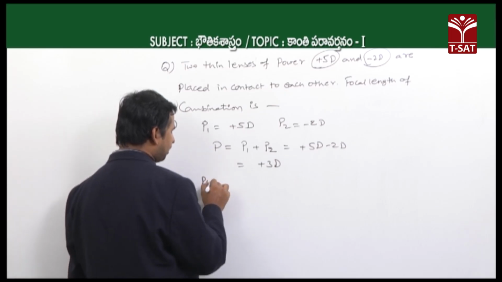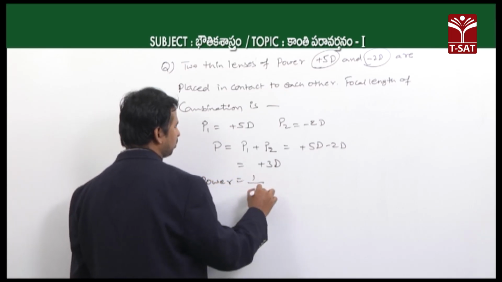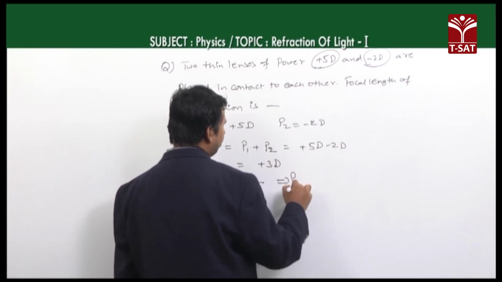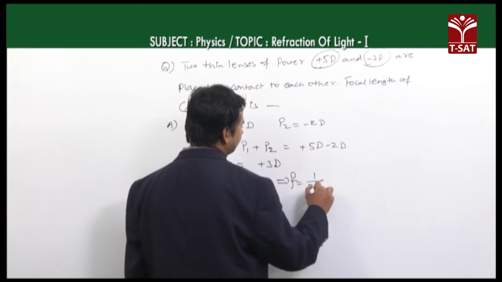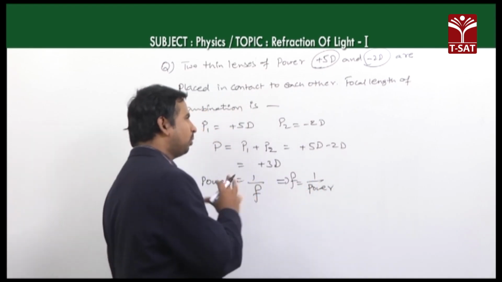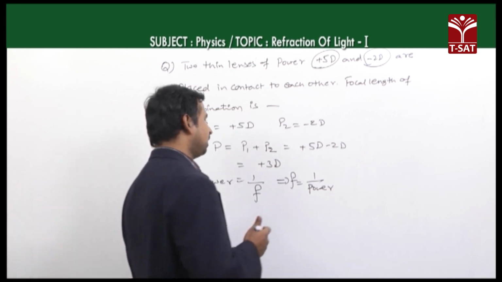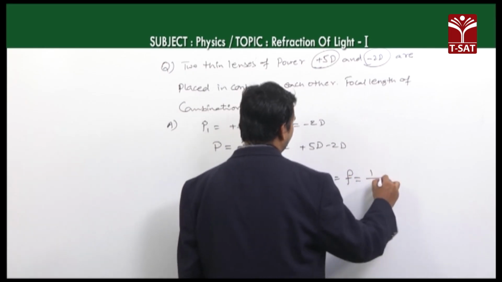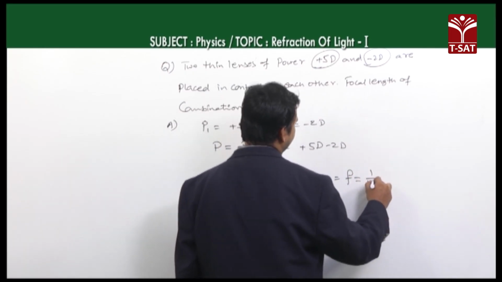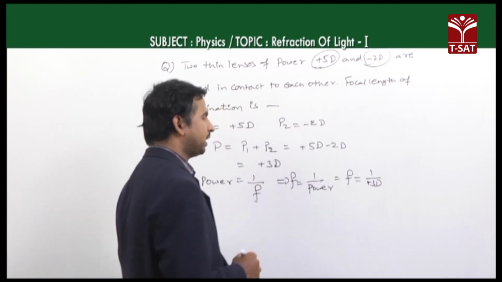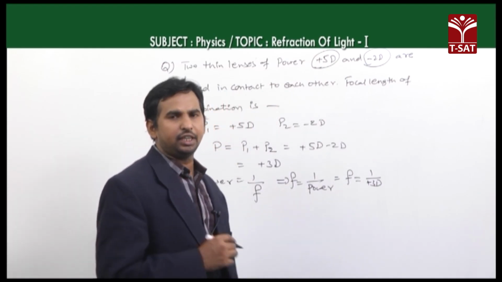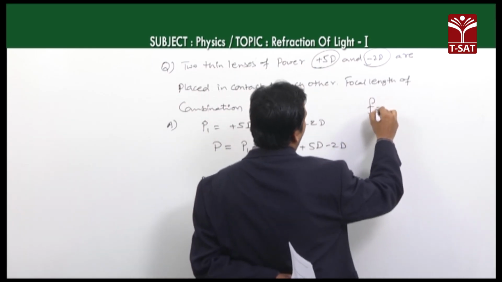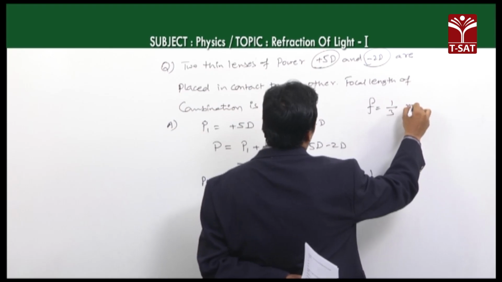And we know that power is nothing but the reciprocal of the focal length. Or you can also write that as focal length is nothing but the reciprocal of the power. And for this power, which is the combination of both the lenses we are taking, f is equal to 1 by power, where the power of the combination we got is plus 3D. D represents the unit per meter. Then here f is equal to 1 by 3 in meters.